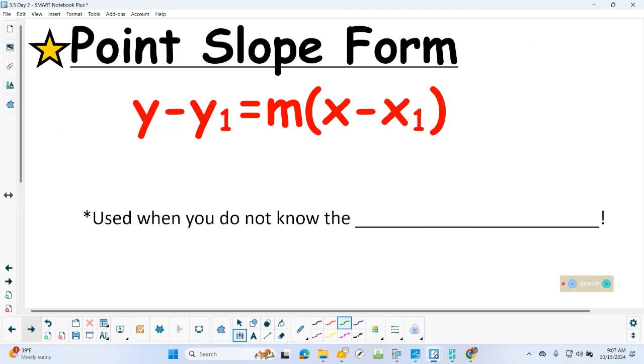Now, here's the next lovely formula that you might not know. Point slope form. And I am going to fill it in on the board so it's in front of us. So first off, we got to talk about all this stuff in it. Why do we have it? Why do we need it? Why do we use it? All the whys, okay? We use it when we do not know the y-intercept.